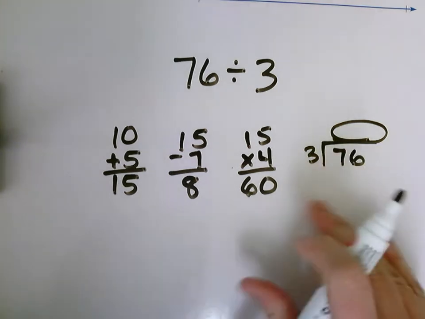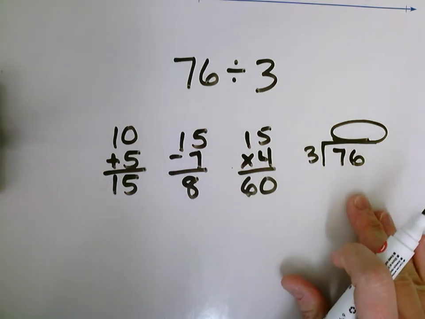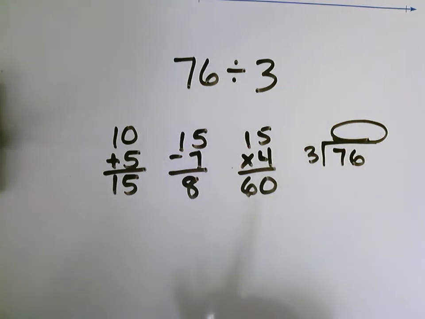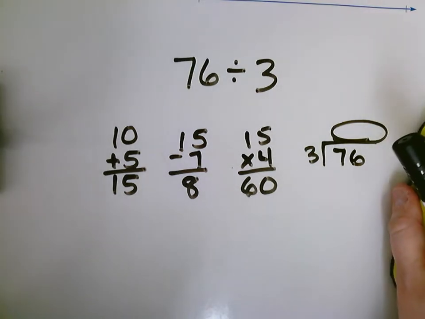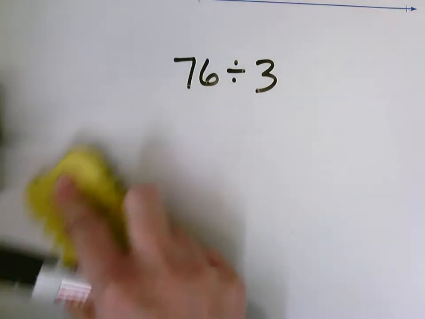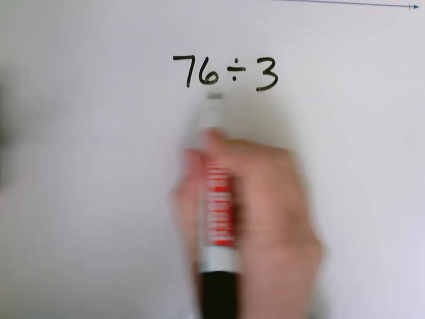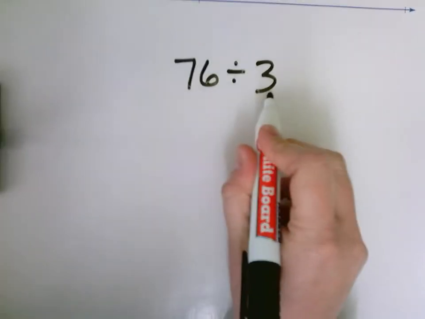And it looks very different than all the other problems, and I think that's why sometimes kids get a little bit nervous about division, because it looks so different from the other things. But you are already doing so great with everything else that we've been doing up to this point. You're going to do awesome with long division. So let's try this problem, 76 divided by 3.